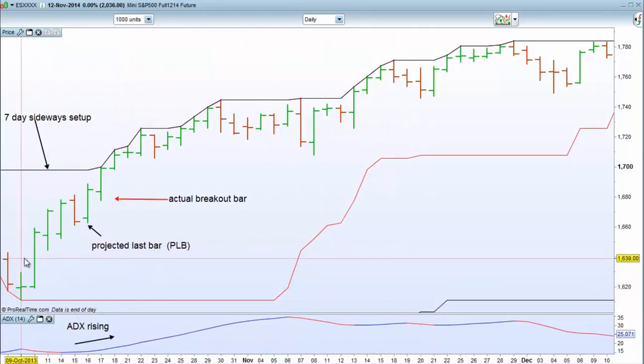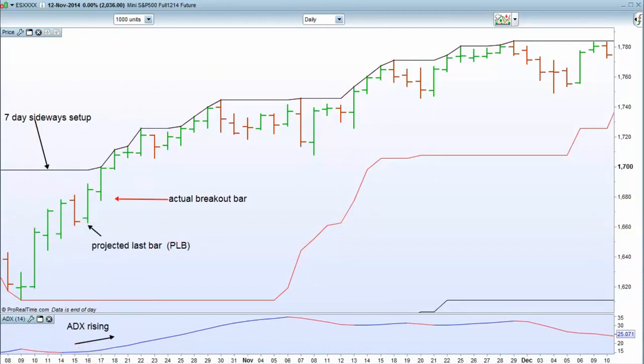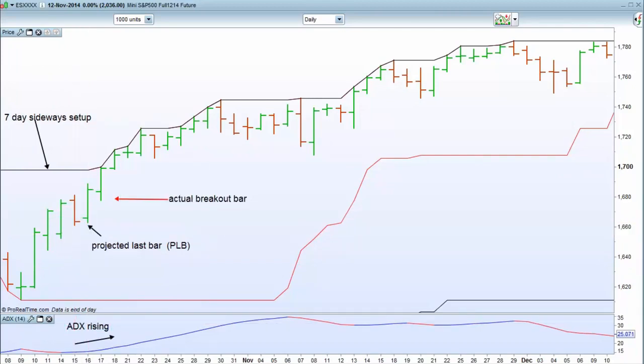So what we're looking at now is we have a market that's going to have a 55-day high breakout. So let's take a look and see how we would use the stop loss in this example. So first, remember our first rule is we needed a sideways setup of at least 1 week or 5 business days. We have a 7-day sideways setup here. 1, 2, 3, 4, 5, 6, 7. Now we need a rising ADX or a blue ADX. We can see here on these days from here on, we have a rising ADX down here.